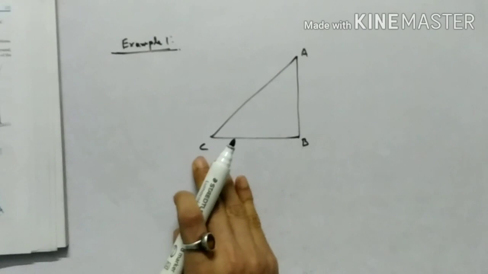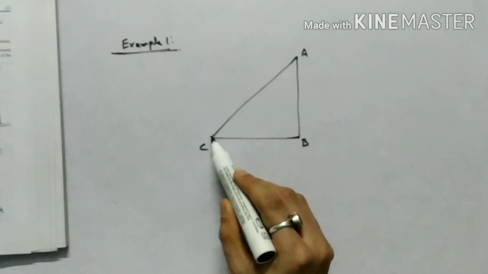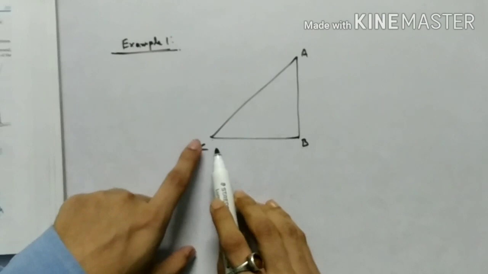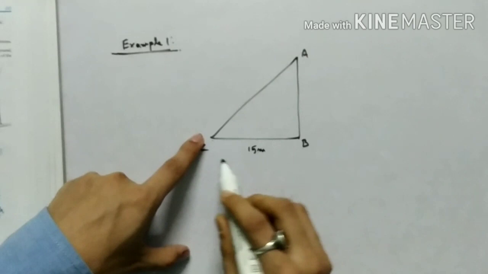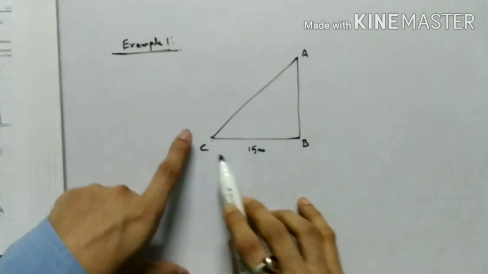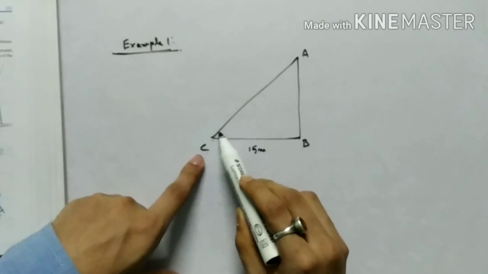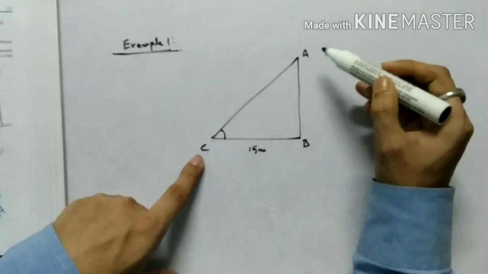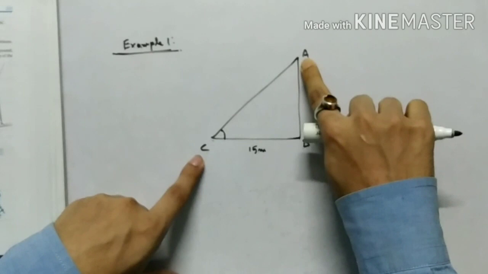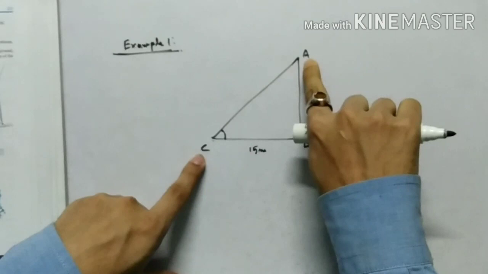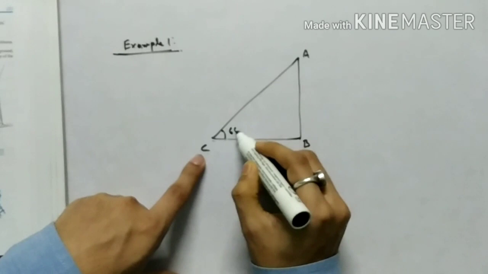This is the ground, AB is the tower, and from a point on the ground, from this point, you see point C, it is how much? It is 15 meter away from the foot of this tower. And this is the angle of elevation. The angle of elevation of the top of the tower from this point is given as 60 degree. I have to find the height of this tower, I have to find the value of AB.